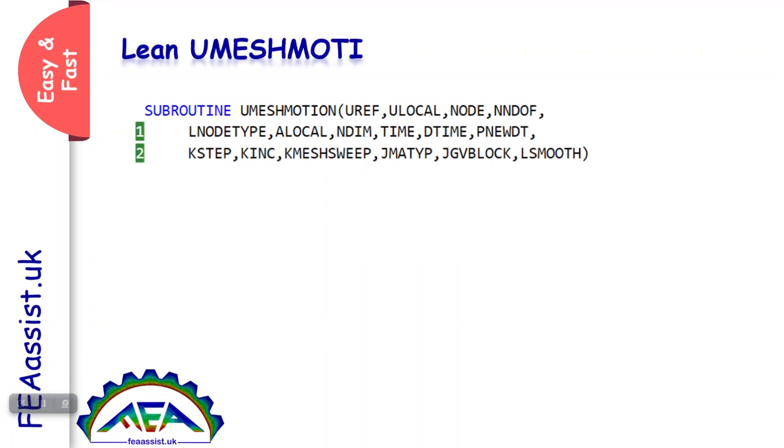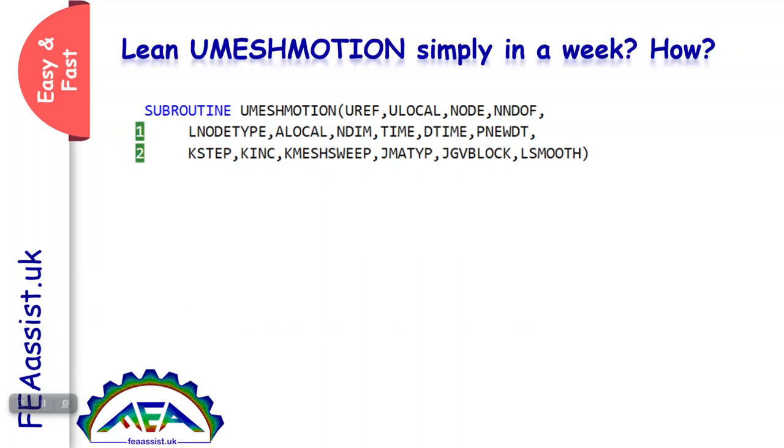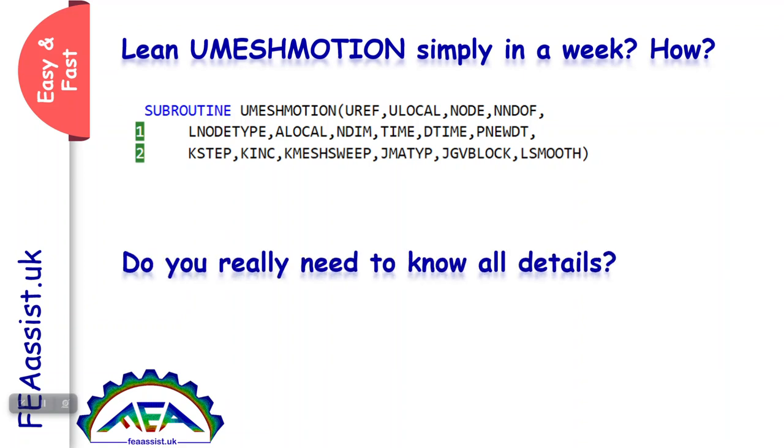UMESHMOTION has some variables. Some of them are inputs, some of them are outputs, and some of them are state variables. But do you really need to know all details of this subroutine to do your project? Of course not. In any specific project, only some of the parameters are required to understand to do that.